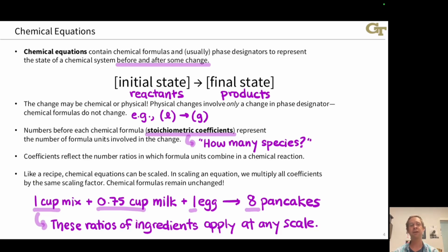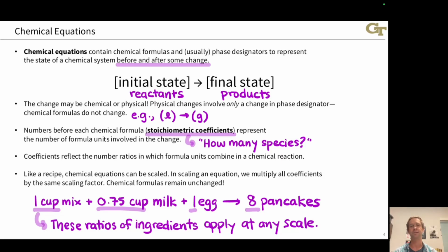If you need to scale a recipe, we can just multiply each of these amounts by any scale factor to maintain the ratios while still getting the right combination of ingredients to make pancakes that taste good, have the right texture, etc. So for example, we could double everything, go up to 2 cups of mix, 1.5 cups of milk, and 2 eggs. We'd get 16 pancakes.